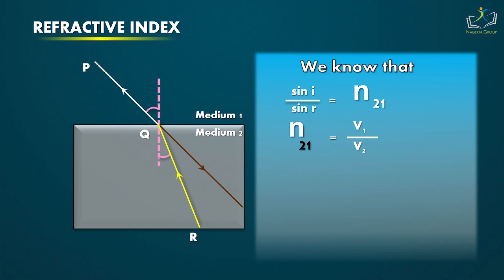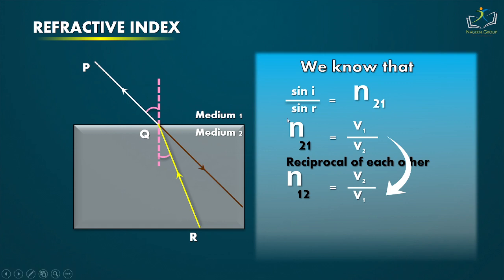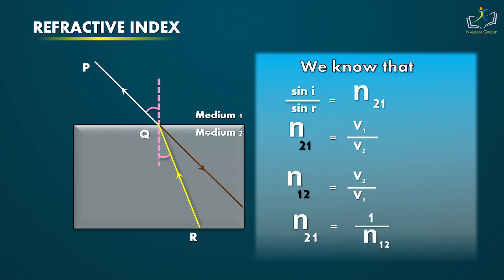Now, what we are doing? We are taking the rays in the opposite direction, from medium 2 to medium 1. So what is the refractive index n12? That is v2 divided by v1, right? We take it in the opposite ratio. So these two are reciprocals of each other. We can say n21 or n12: this is v1 by v2 and this is the reciprocal, v2 by v1, right? Now n21 is 1 by n12.